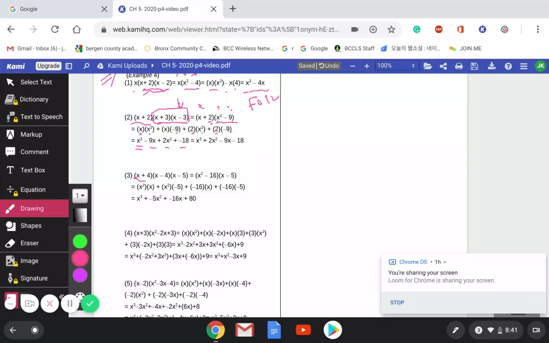Again, these first two I recognize as a special product, so they end up with x squared minus 16. And I end up with x minus 5. This is binomial multiplied by binomial, so I'm going to FOIL them because it's easier to FOIL than group distribution. And you get this answer.